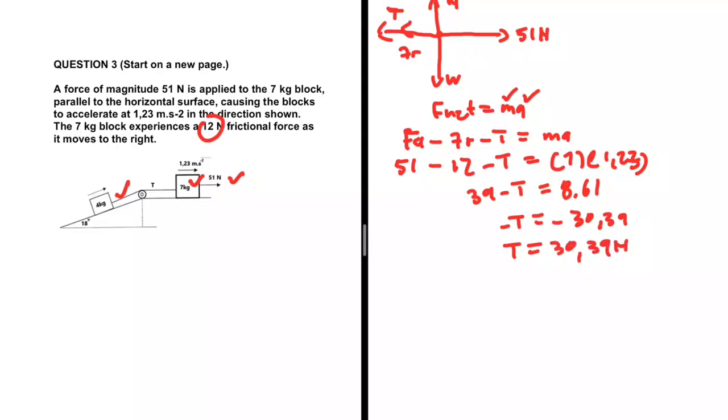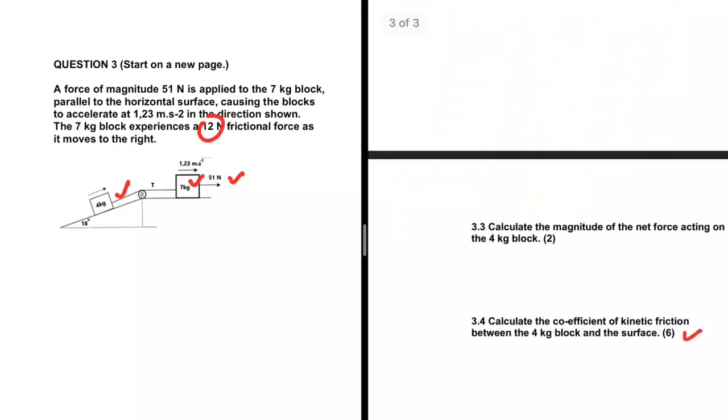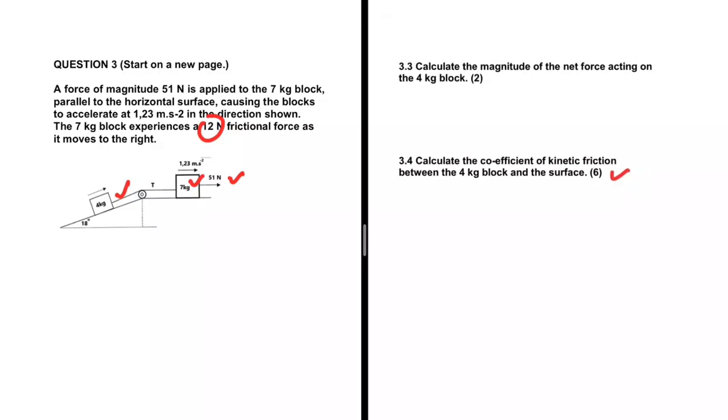We have the tension. Let's take a look at the question that follows. 3.3, calculate the magnitude of the net force acting on the 4 kg block. Well, we know that F net equals ma. We do have the mass and we do have the acceleration. So this is just direct substitution. The mass is 4 kg. The acceleration is 1.23. If you put that in your calculator, you will have 4.92 newtons. And just like that, we have the magnitude of the net force acting on the 4 kg block.